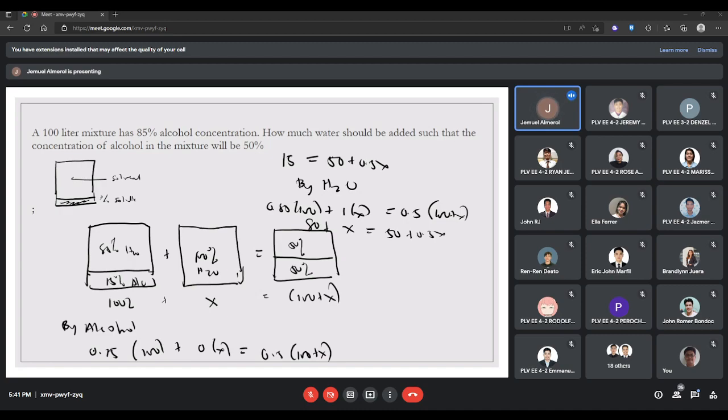Teka lang. How much water should be added such that the concentration of the alcohol becomes... siguro ganito. Okay. How much water? Tama lang naman. Okay.